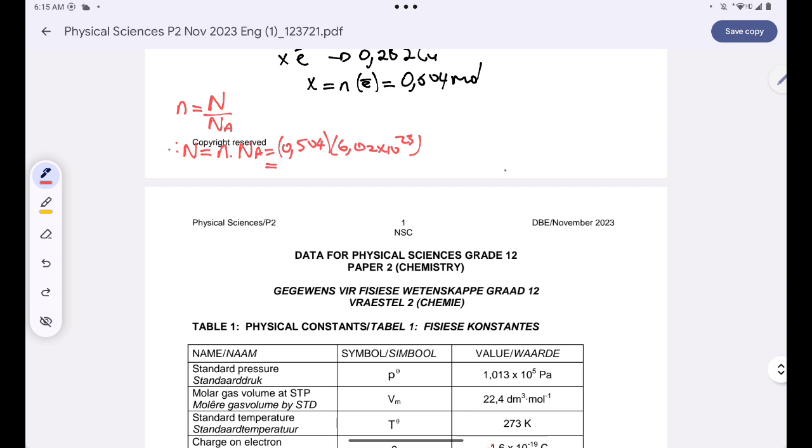So this will give me the actual number of electrons, 0.504 multiplied by 6.02 times 10 to the power 23. Okay, this will give me 3.03408 times 10 to the power 23 electrons. So these are the number of electrons which were transferred to form copper, or rather to purify copper.